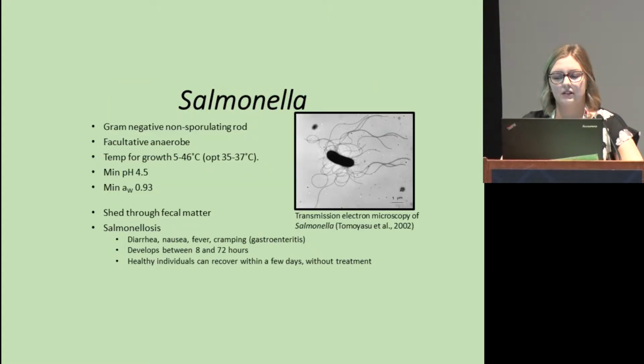As we likely know, Salmonella is a gram-negative, non-sporulating rod. It is a facultative anaerobe with a growth range temperature of 5 to 46 degrees Celsius, with a minimum pH for growth of 4.5 and a minimum water activity of 0.93. Salmonella is shed through fecal matter, which can cause salmonellosis, which has gastrointestinal symptoms including fever, diarrhea, nausea, cramping. Usually these symptoms occur within 8 to 72 hours and last a few days. For healthy individuals, that is. Unfortunately, for immunocompromised individuals, the infection can be much more serious.